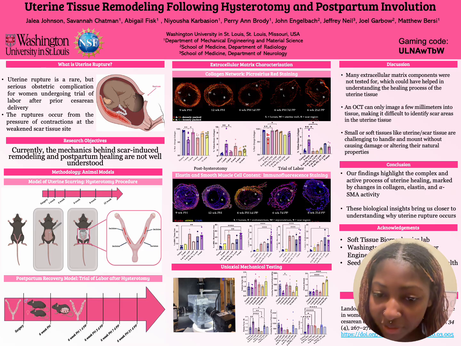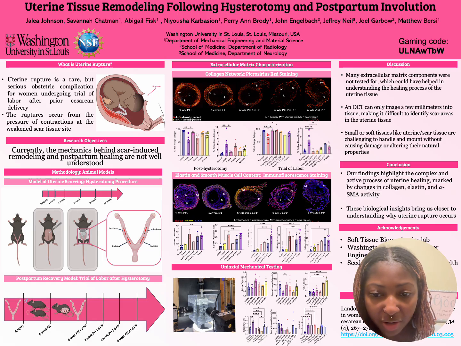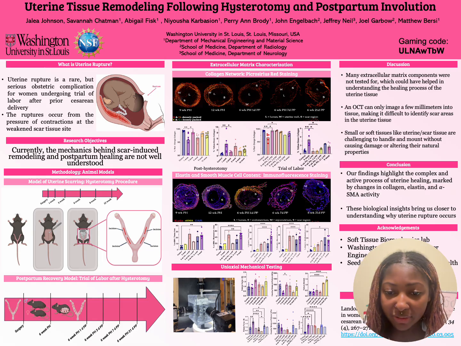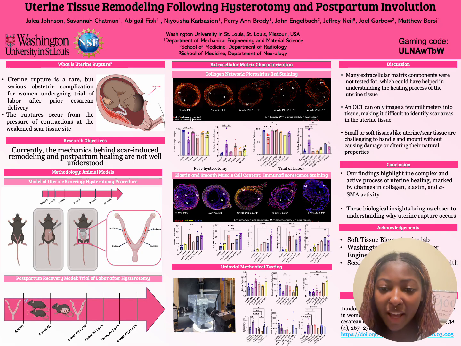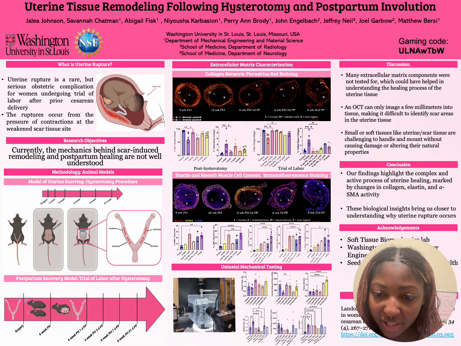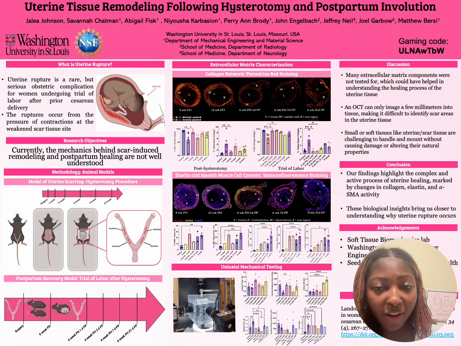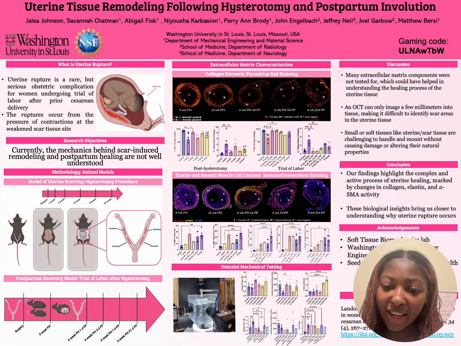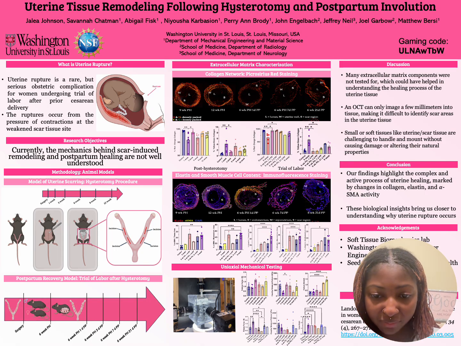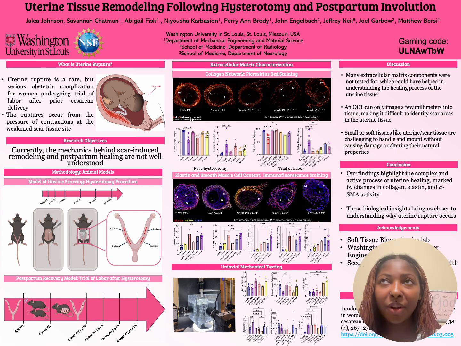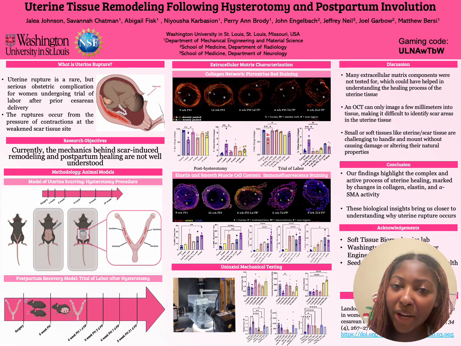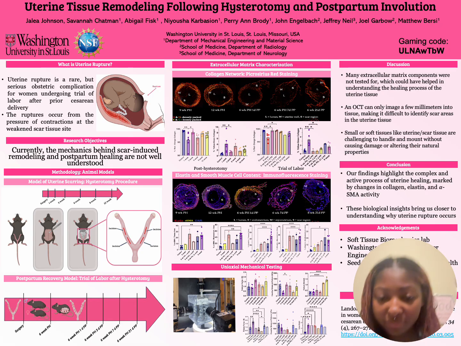However, we also noticed that smaller soft tissues are challenging to handle and mount without causing damage or altering their natural properties. Overall, our findings highlight the complex and active processes of uterine healing, marked by changes in collagen, elastin, and α-SMA activity. These biological insights bring us closer to understanding why uterine ruptures occur, and hopefully in the future we can help women prepare for post-vaginal delivery and not have to continuously have a cesarean delivery.